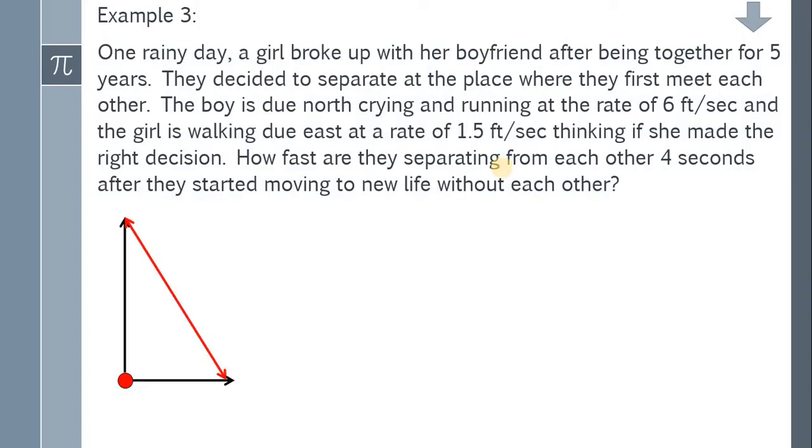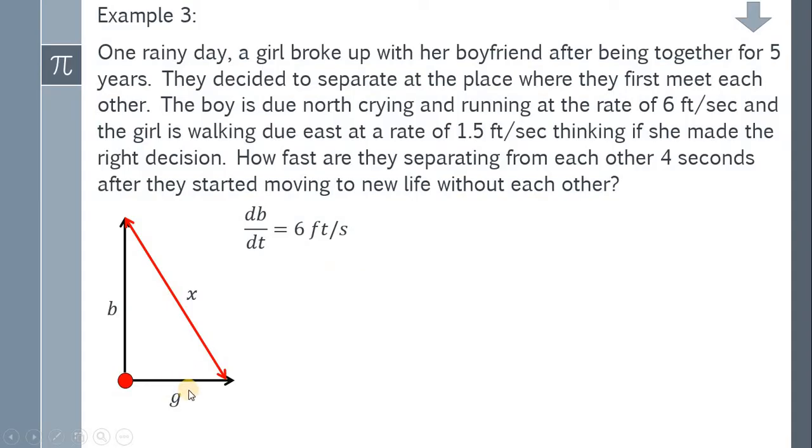Next, step 2 is assign some variable and their rate of change. So, we have yung girl as G, yung B is yung boy, and yung X, yung distance nila sa isa't isa. Since nag-break na sila, kaya gagamitin natin ay X. Okay? Next is, what is dB over dt? So, yung dB over dt must be 6 feet per second. Tatandaan natin, ito yung boy na tumatakbo papuntang north at a rate of 6 feet per second.